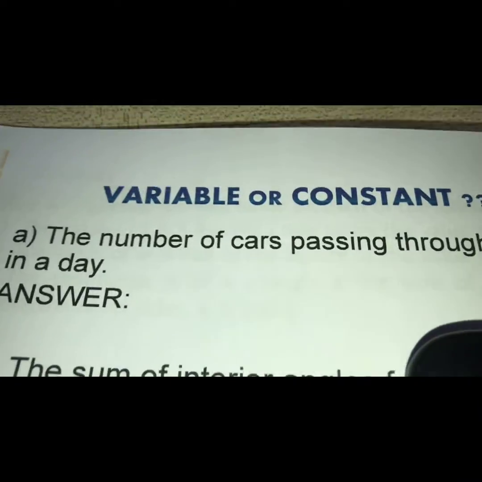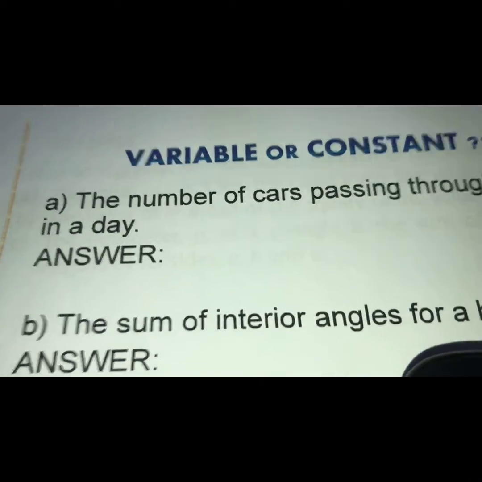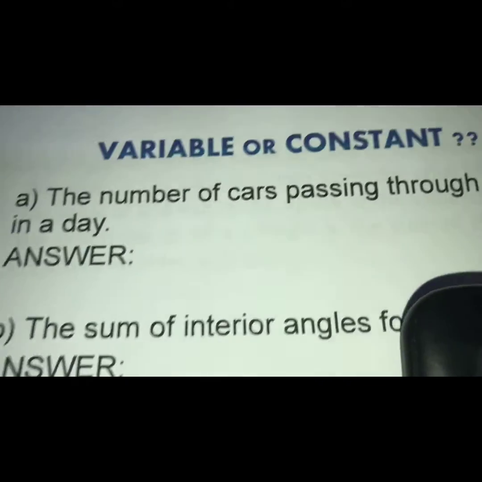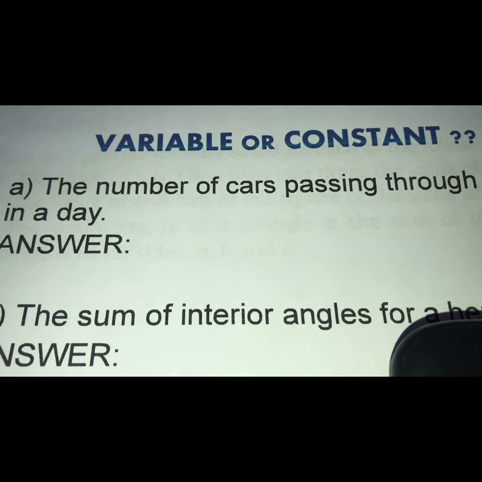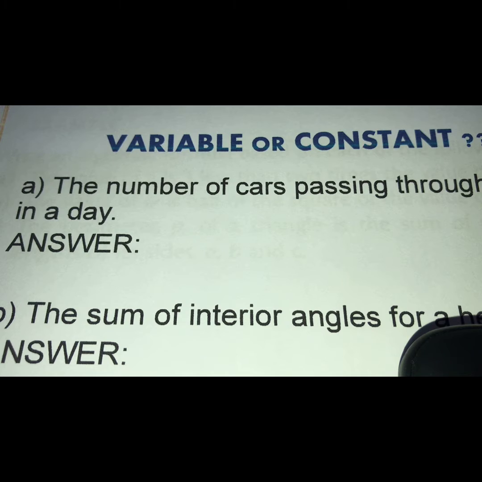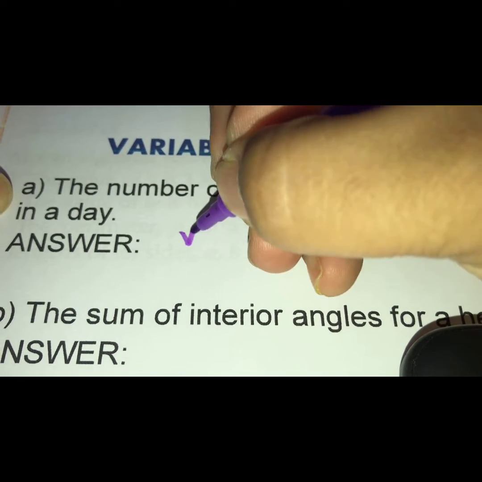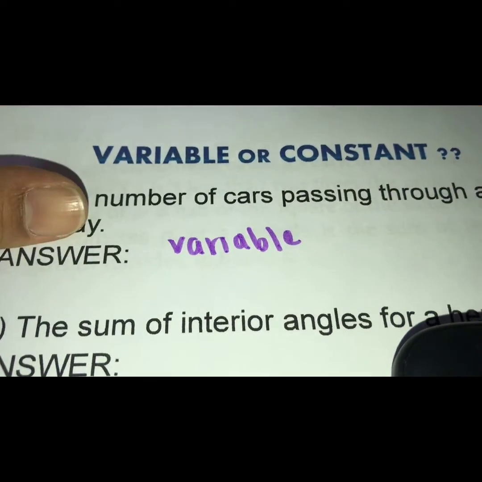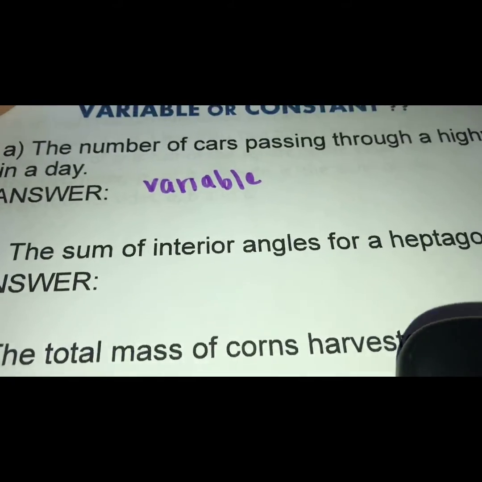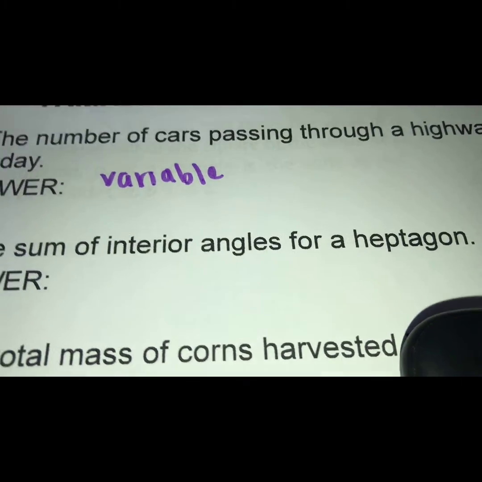For example, like this question. Next slide. Variable or constant, you have to identify. From the number of cars passing through in a day: because you don't know the number of cars that will pass through every day, that one can be changed every day, right? So we call it a variable because the value can be changed.